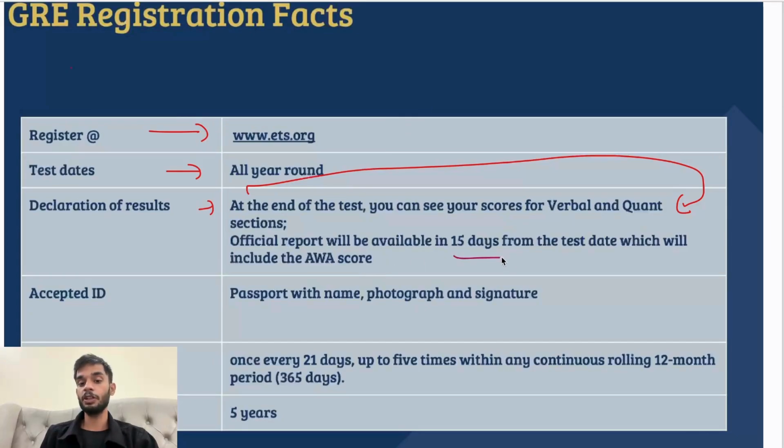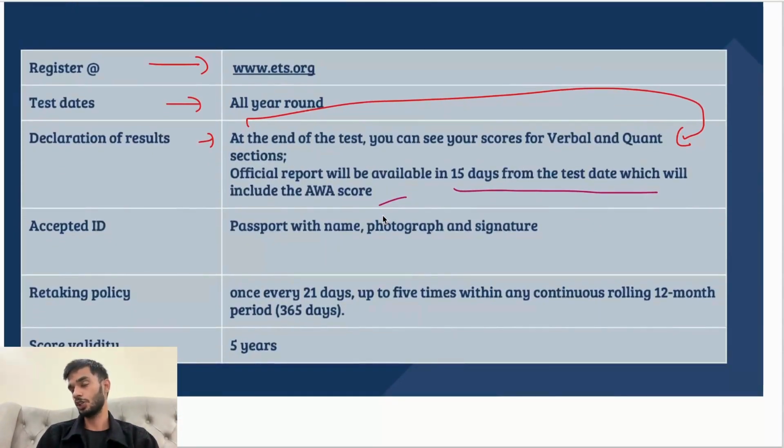Official report will be available in 15 days from the test, which will include the AW score as well. Yes, your official report is sent to you after 15 days of your test. Now, accepted ID is passport. You should have your passport with yourself.